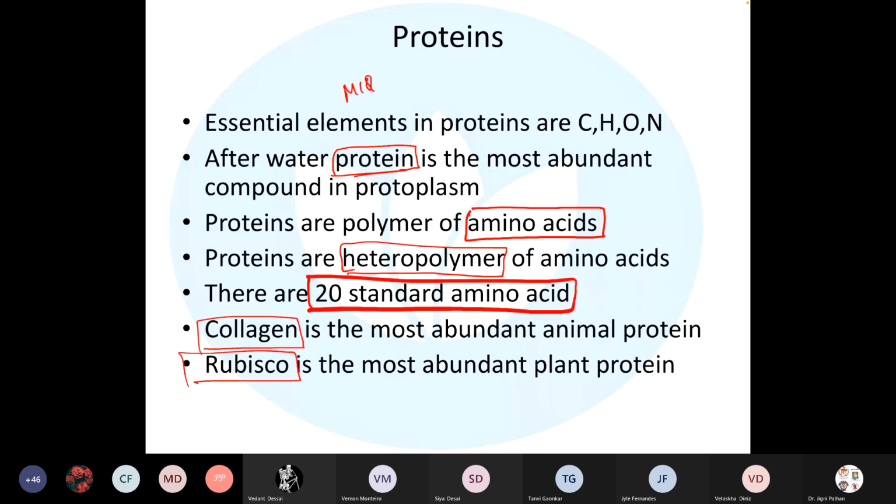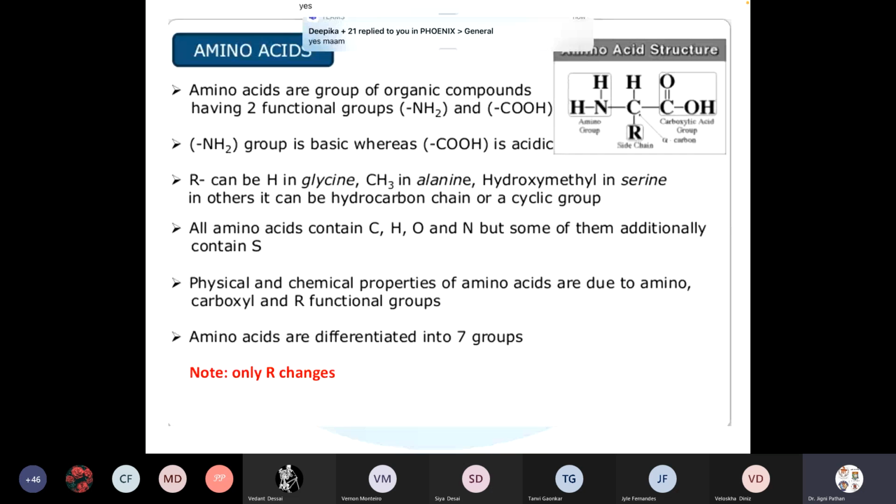Done? Next. Now, we all know that proteins are made up of amino acids. So, what are amino acids? Very important. Amino acids are a group of organic compounds having two functional groups. Which are the two functional groups? One is the amino group, other is the carboxylic group.